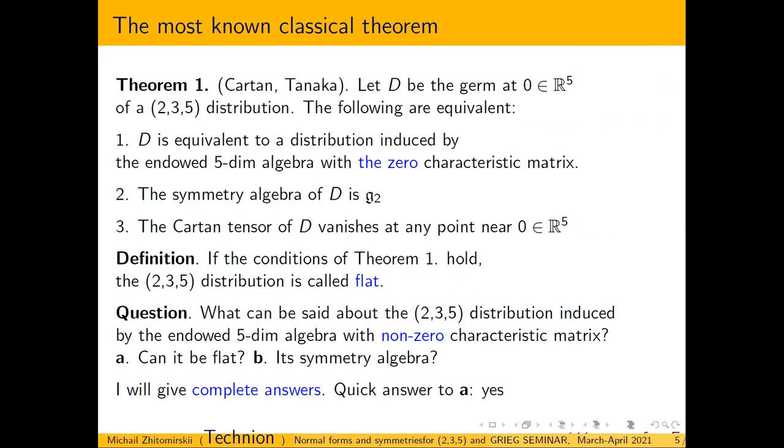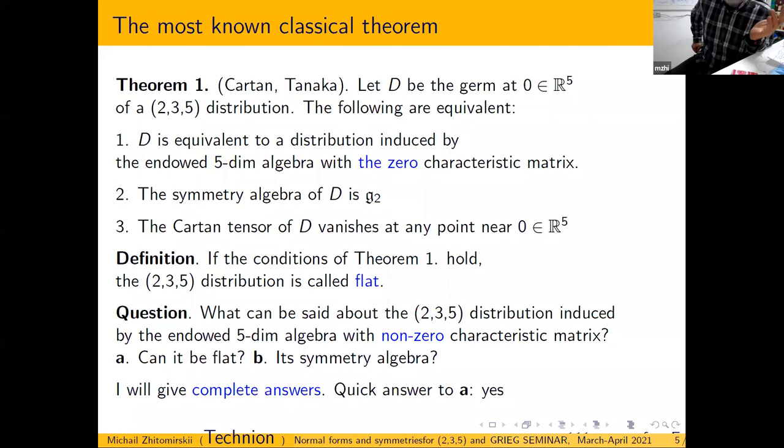Why? Because when you describe your homogeneous distribution as left invariant, induced by a five-dimensional algebra, then you have a lot of possibilities to work with it. In particular, you can immediately write a normal form and so on. I'm not saying that it is the only way to describe a distribution, but it looks to me that it gives you many possibilities. It depends what you want at the end of the day.